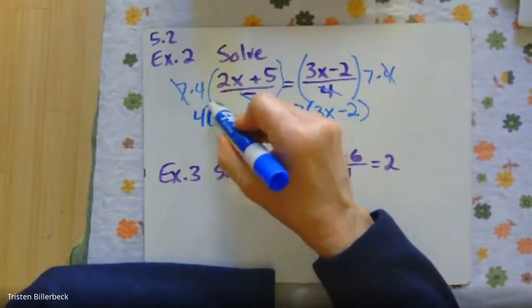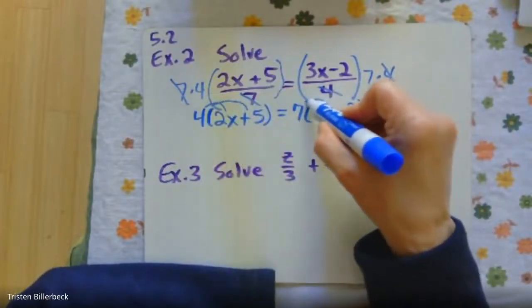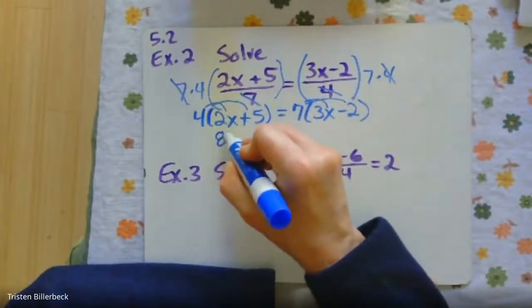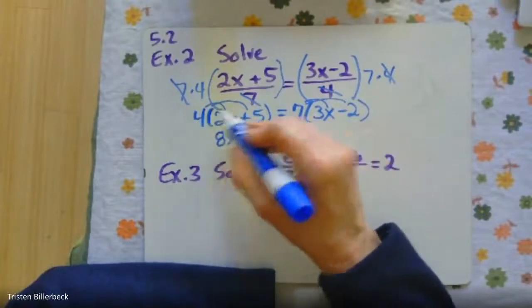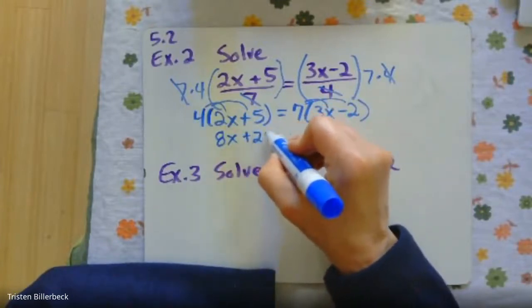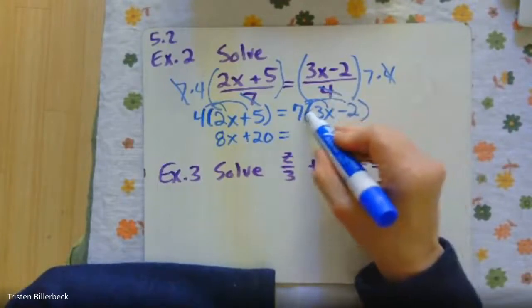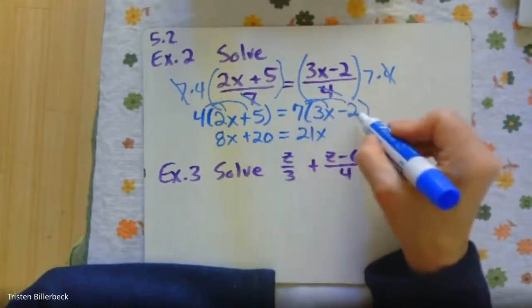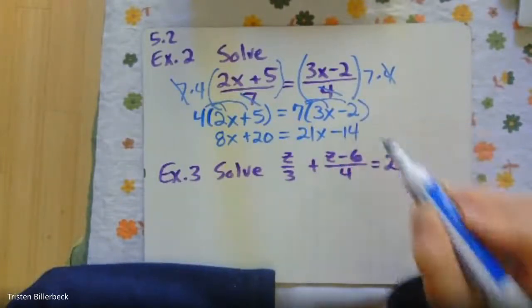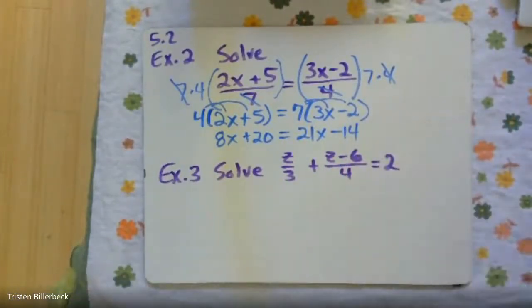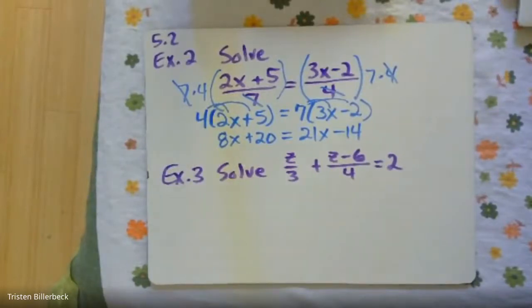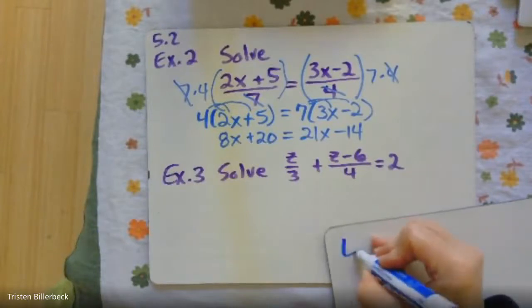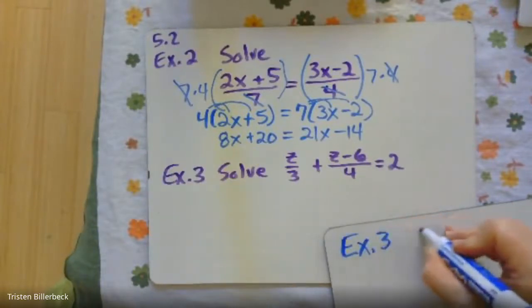So we distribute, and 4 times 2x is 8x. 4 times 5 is 20, equals 7 times 3x is 21x, and 7 times 2 is negative 14. Okay, I think I'm going to transfer one of these problems to this. Transfer example 3 here, so we have a little more room.